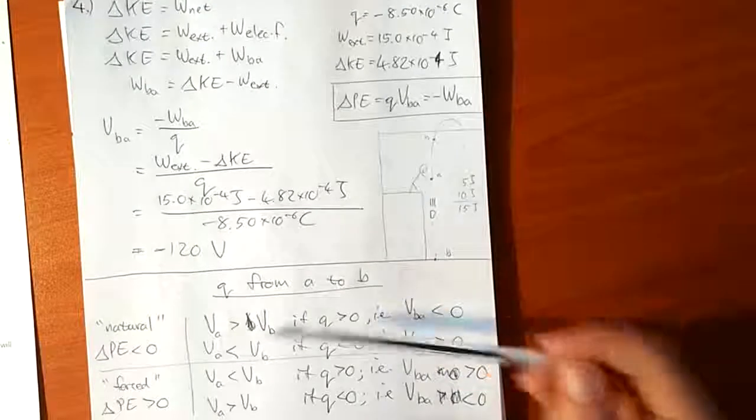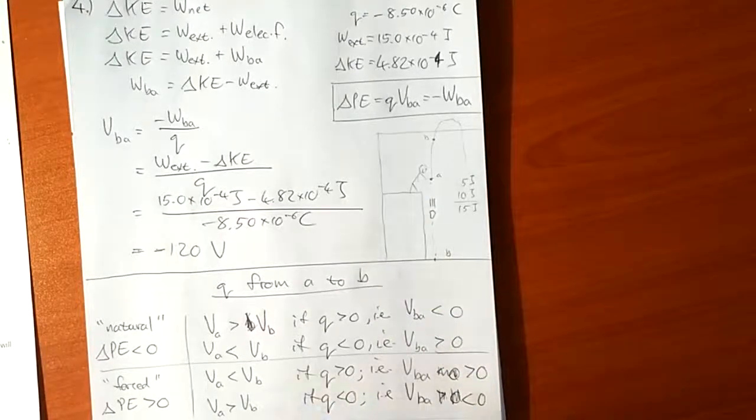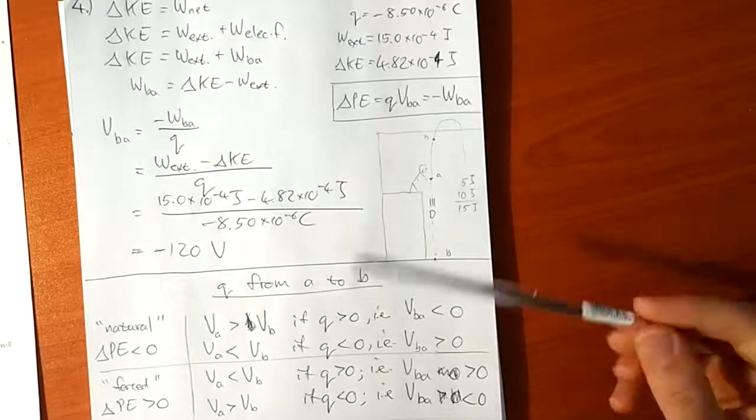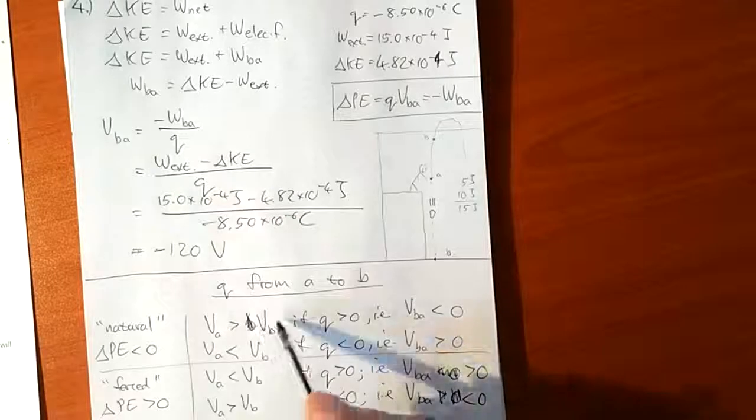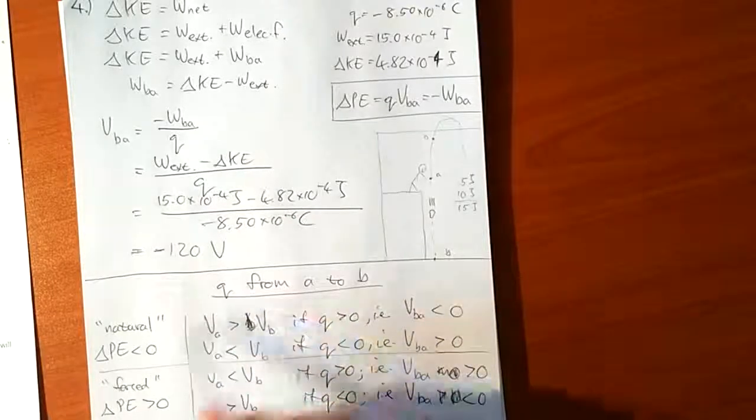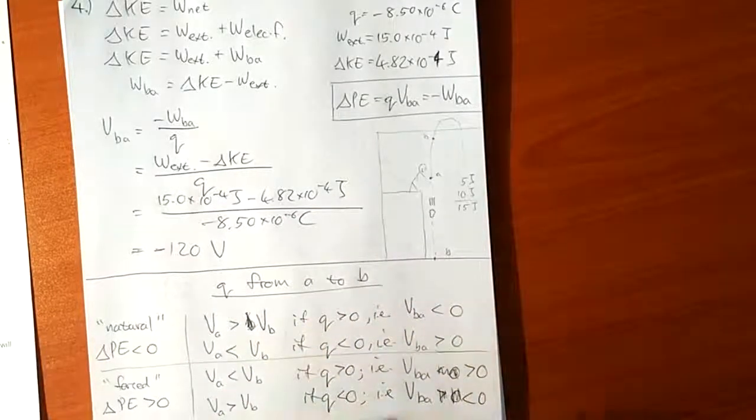Okay, and then it makes sense for a negative charge for the potential difference to be negative. And again, if you want to see where this comes from, this is explained in more detail in the first video, tutorial 2. Okay.